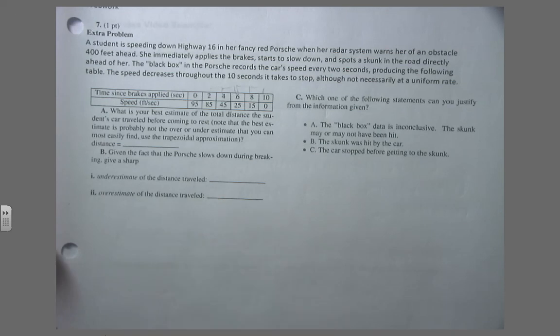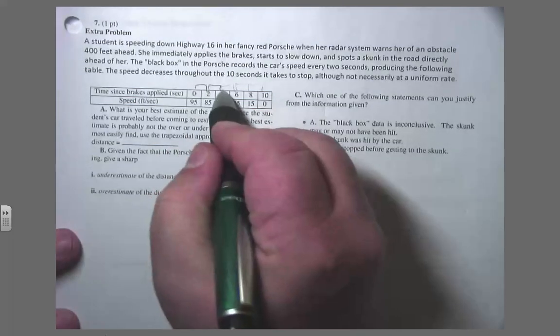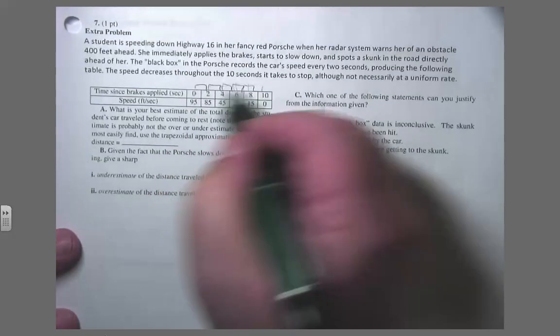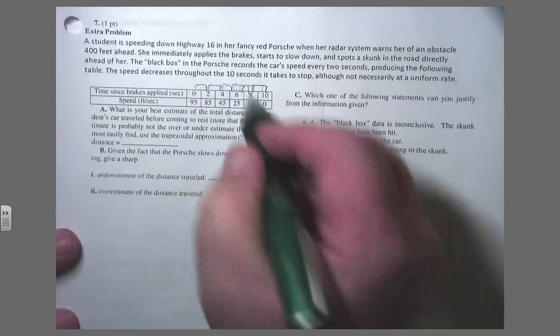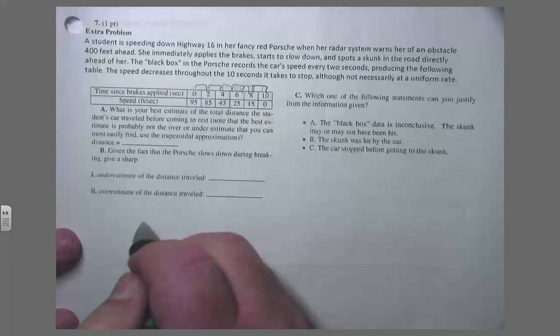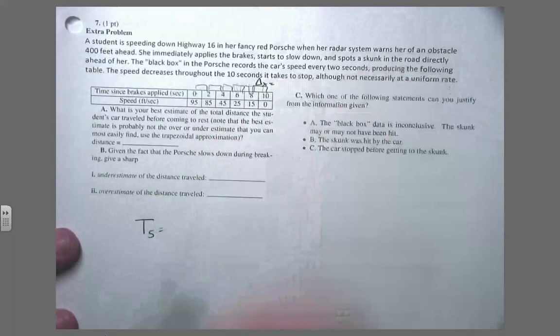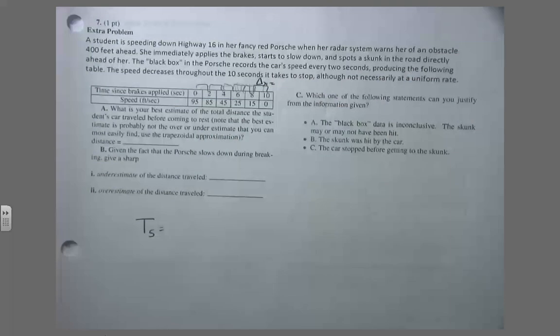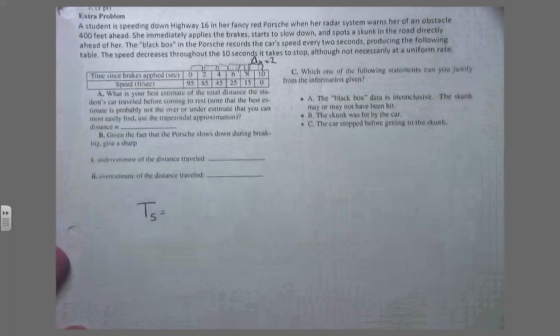So to do the trapezoid rule, I'll write it down here. How many partitions do I have here? I got 1, 2, 3, 4, 5. There we go. So I got 5 partitions, so this is going to be a T5. What is my delta X in this problem? What is the change in my widths? It's 2. I want to remind you, what is the formula for the trapezoidal rule?